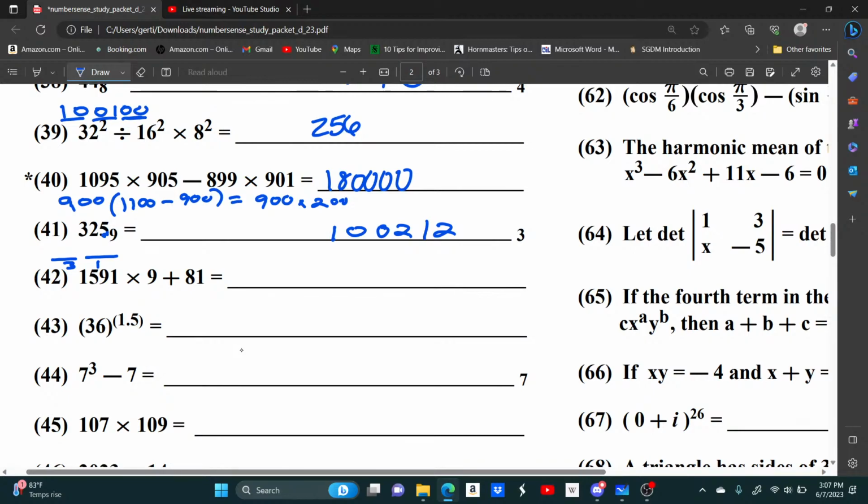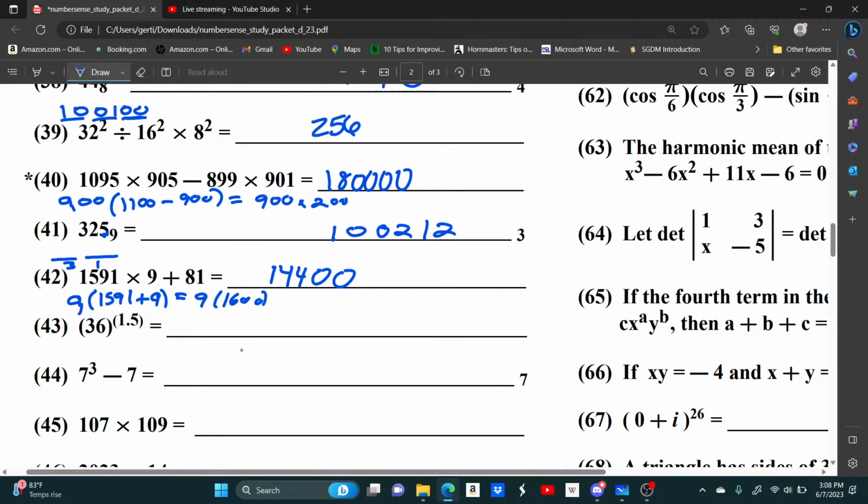42, it's another factoring one. So I'm going to factor out a 9, like this. 1591 plus 9 is 1600. And so 9 times 1600 gives you 14,400.